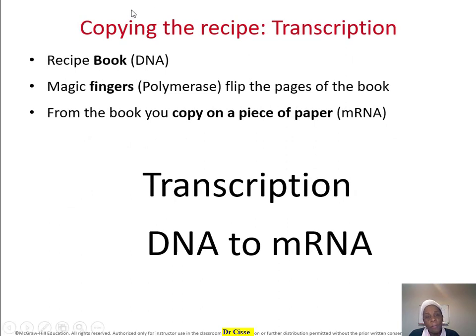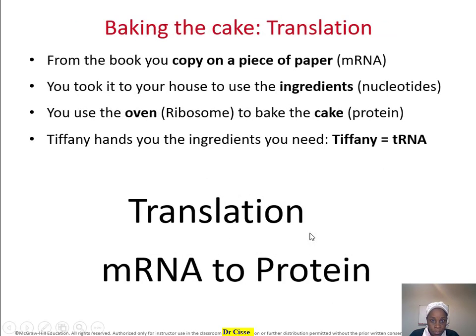Now let's talk about the copying of the recipe. In our example is transcription. What does that mean? The book is the DNA. The magic finger polymerase flip the pages of the book, right, to open it and to build the mRNA. What is transcription? Transcription is the making of mRNA from DNA to make the copy of the recipe from the book.